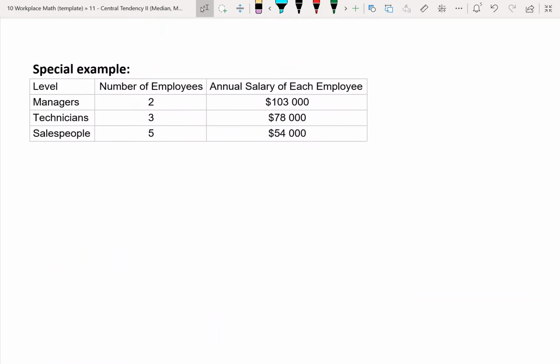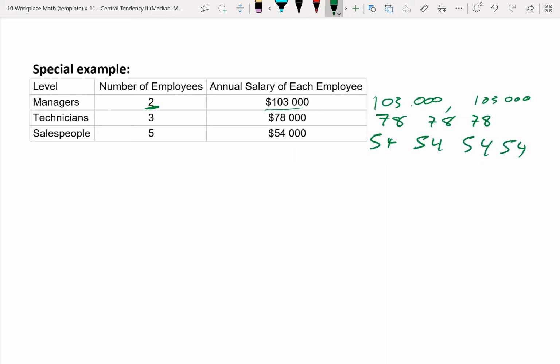There's one other example I want to show you that shows up in your work. Sometimes people list it like this. Instead of listing all the numbers in a row, you say how many there are. So it says 2 employees have 103. That means there are actually 2 people with that number. Here it says 3, so there'd actually be 3 78,000s. Here it says 5, so there'd be 5 54s. So when you're doing the data, these are not all the same. There's a bunch of them, so you have to rewrite it out this way to understand what's happening. We could do all the calculations with that if we wanted, but just so you understand, that's what that means. And that's it.